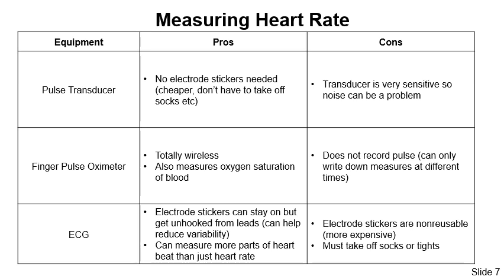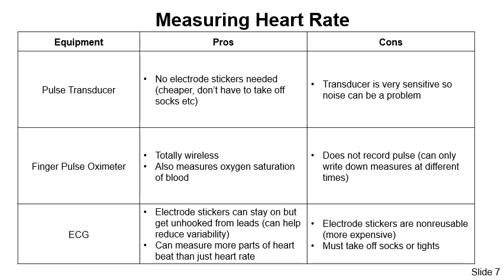It measures oxygen saturation of the blood, so could be a useful measure. But it doesn't record the pulse. So again, you would have to actually write down the numbers, and you wouldn't have a long recording. You'd have to just keep writing down the numbers over time if you want to see how it's changing over time or something like that.